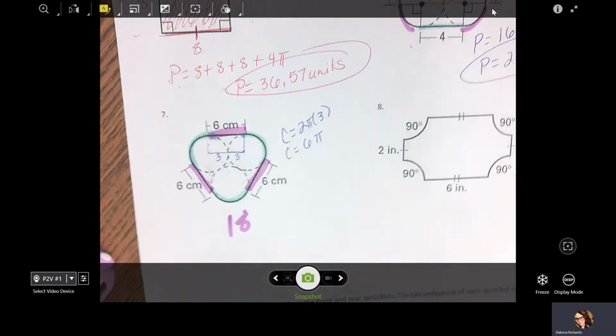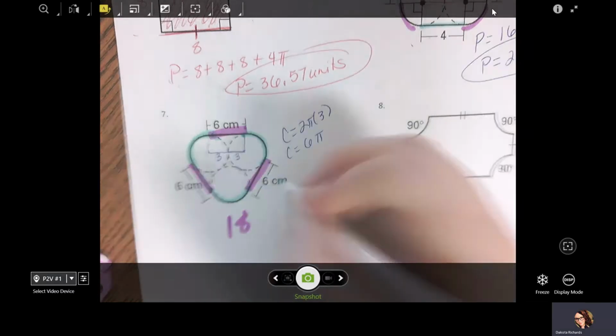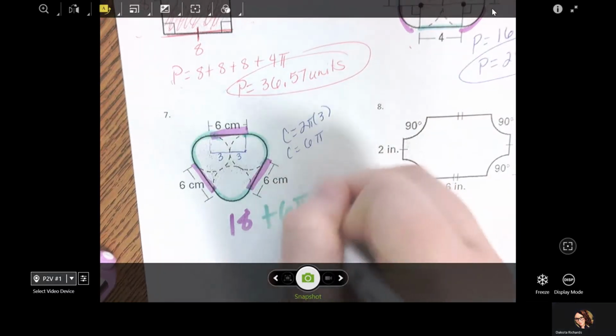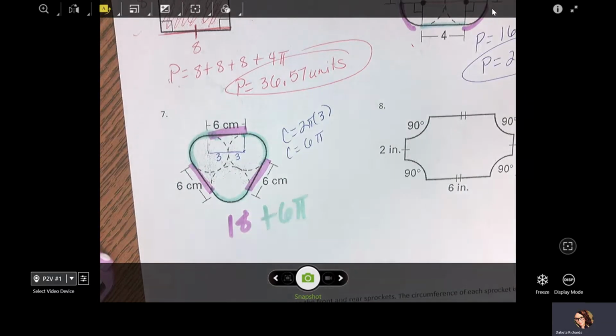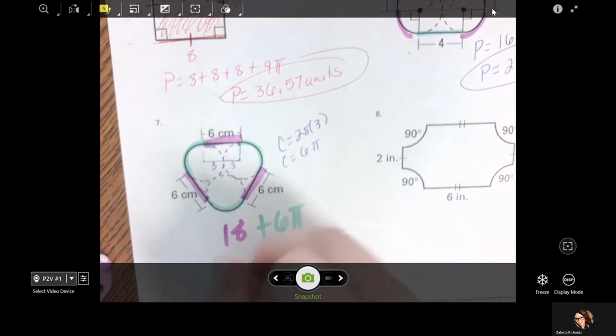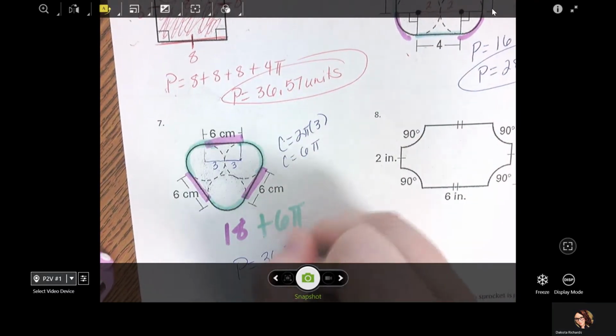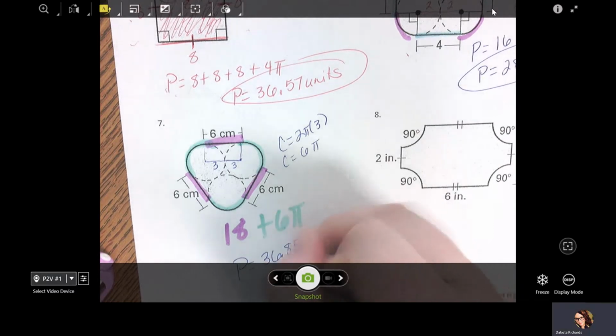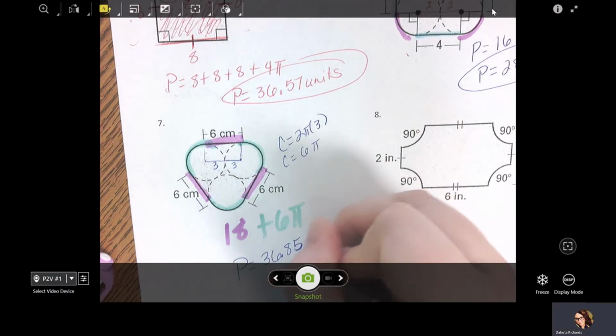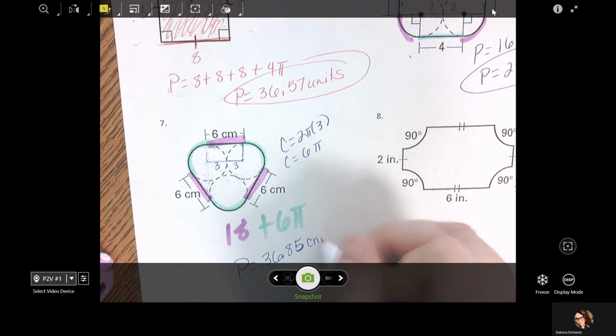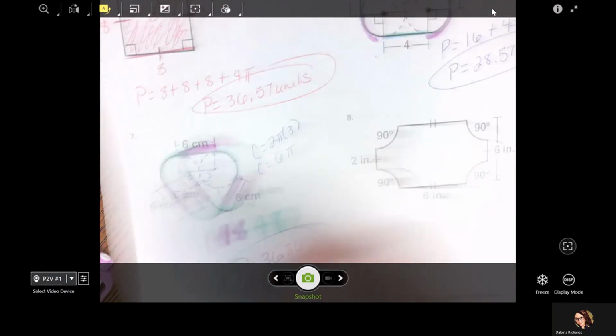And then that big circle is 6 pi. When you add those together, what do you get? It's 36.85 centimeters. Okay.